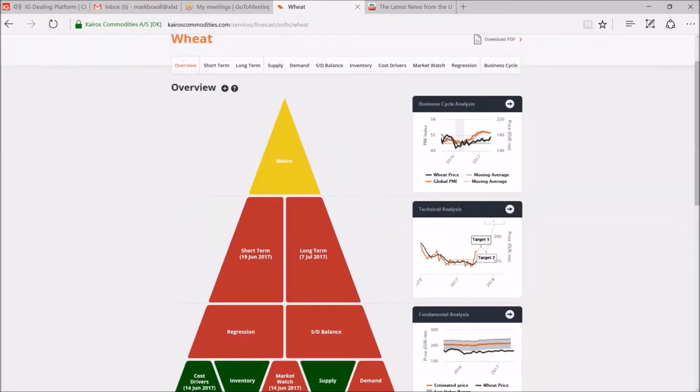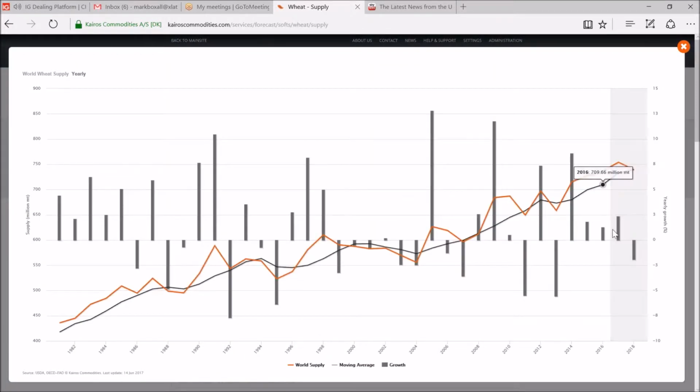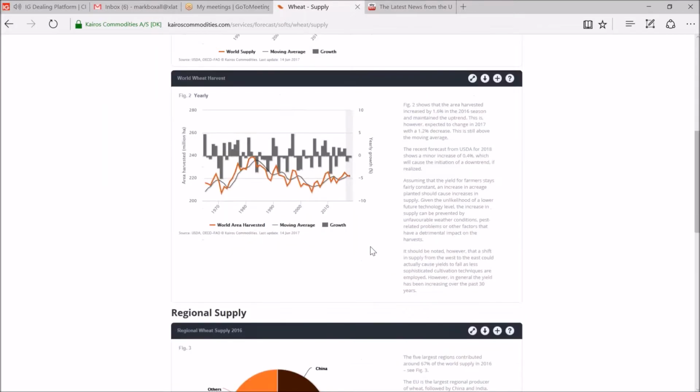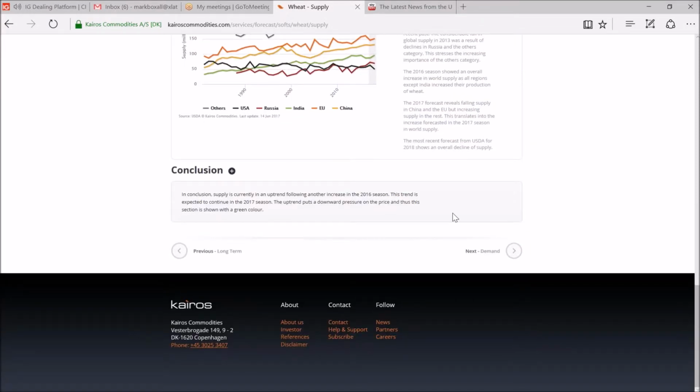We're now going to look at the supply element within the fundamental analysis by clicking on it in the main overview triangle. This element is green, meaning there's a price pressure downwards. And we're just going to open up this first graph to show you simply why that's the case. So you can see in terms of the two bars between 16 and 17, they're rising, hence supply is increasing, and there'll be a downward pressure on price. There's lots of pertinent information underneath that first graph and a conclusion at the bottom.